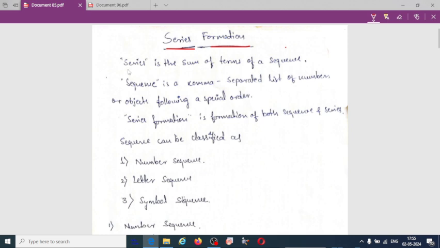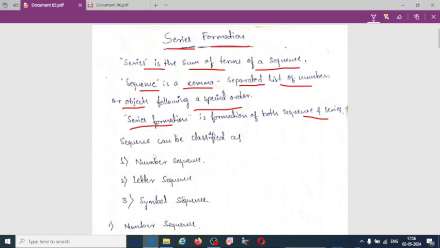Let us start. Series is the sum of terms of a sequence. So what is a sequence? A sequence is a comma separated list of numbers or objects following a special order. Series is the sum of terms of a sequence. A sequence is the order of objects or numbers separated by commas. So series formation is the formation of both sequence and series.